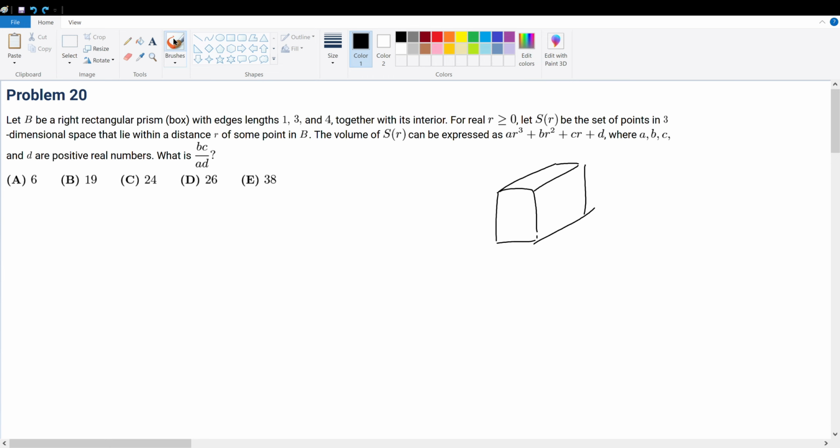Problem 20. Let B be a right rectangular prism with lengths 1, 3, and 4. So this is a prism 1, 3, and 4. R is larger than 0. S of R is the set of points that are within R units from B.